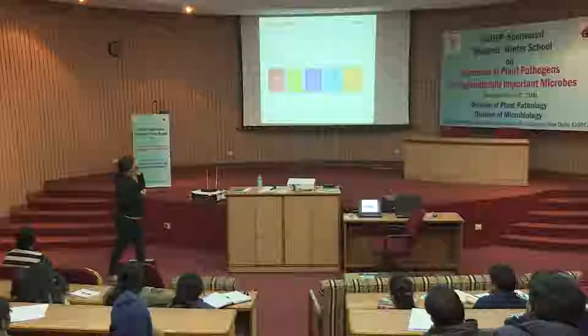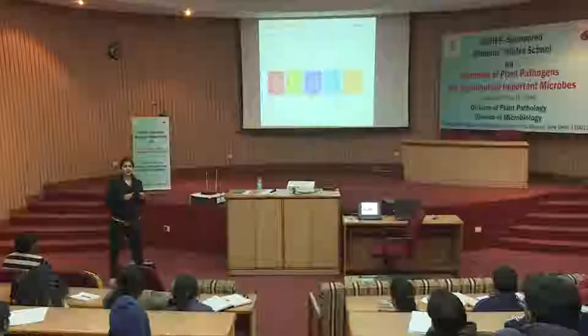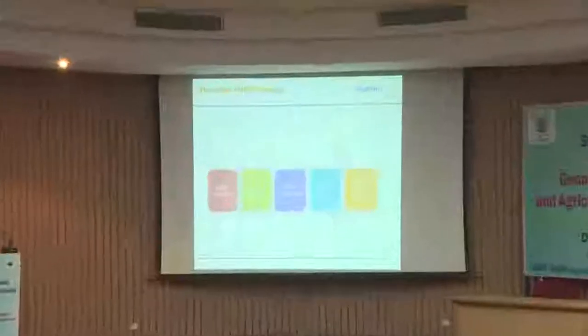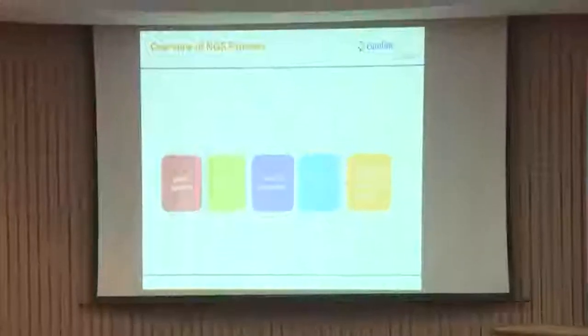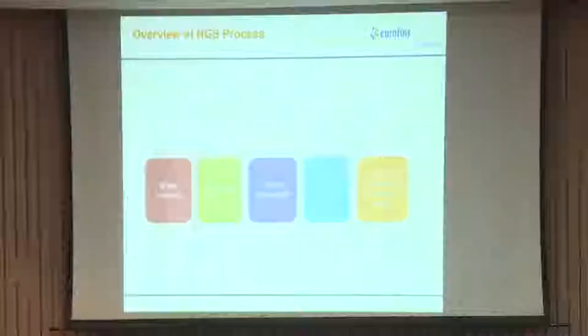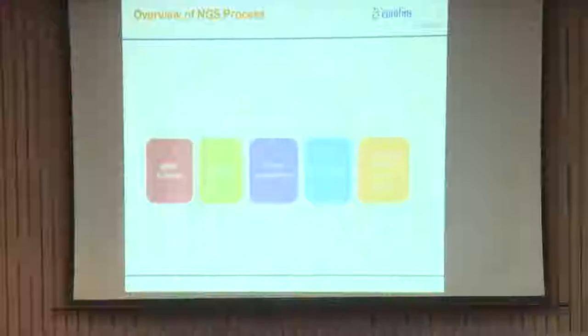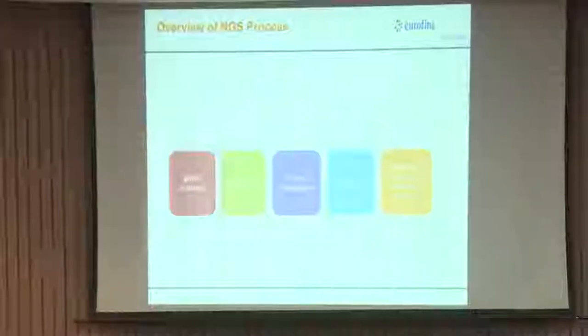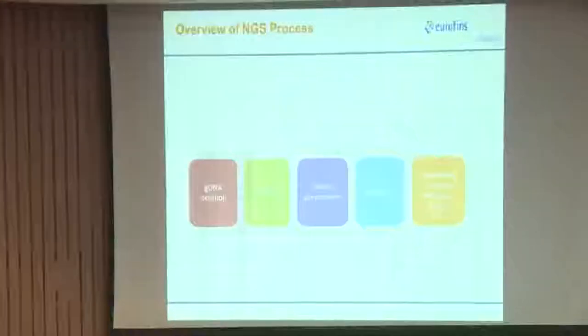Now come down to the NGS processes. The basic outline of NGS processes is that we isolate DNA. When we are going for a genome sequencing, we always start with isolating the genomic DNA. I think you had a session on isolating genomic DNA. The same process is followed.